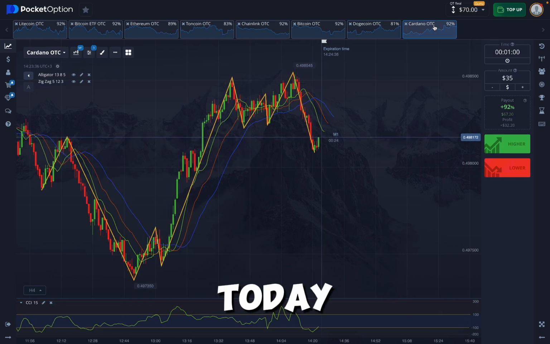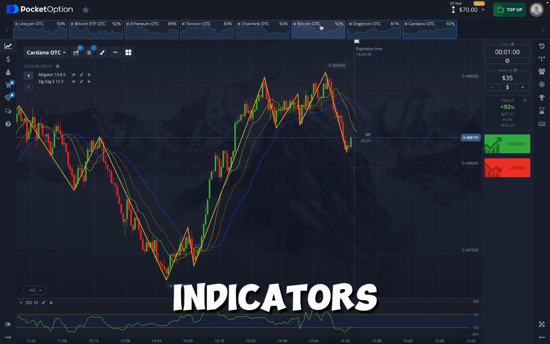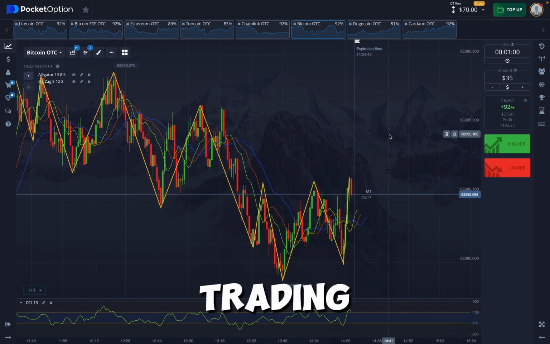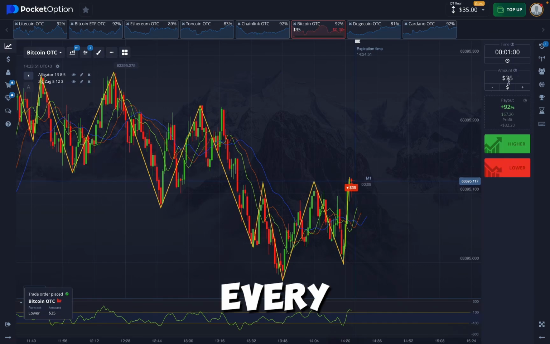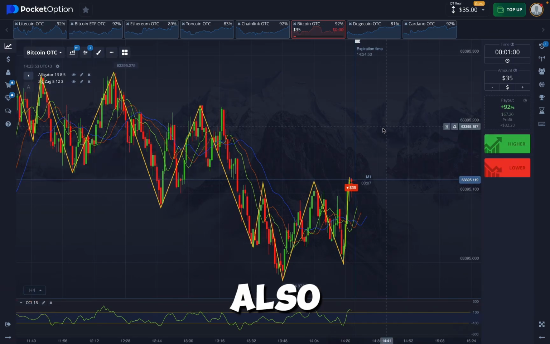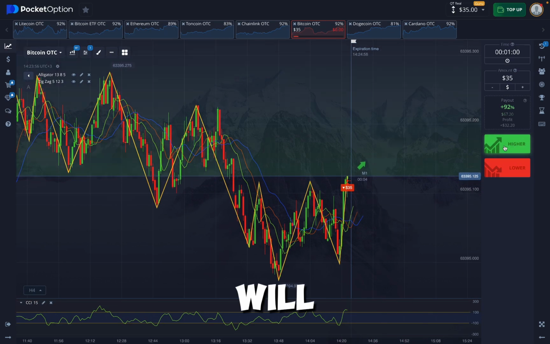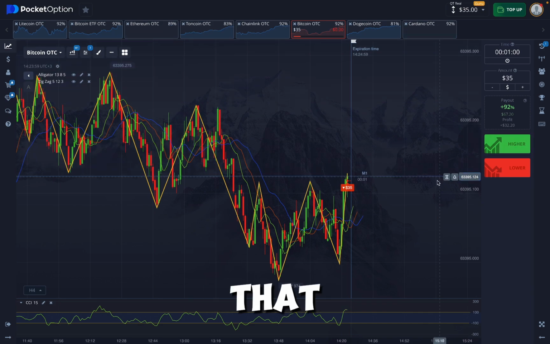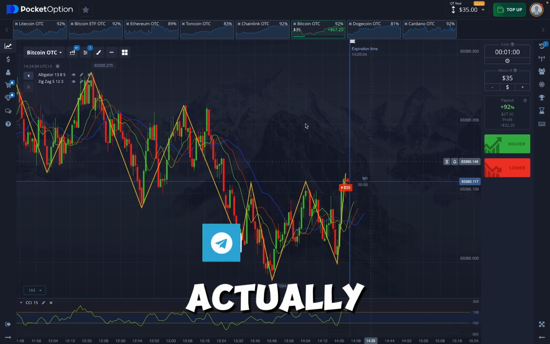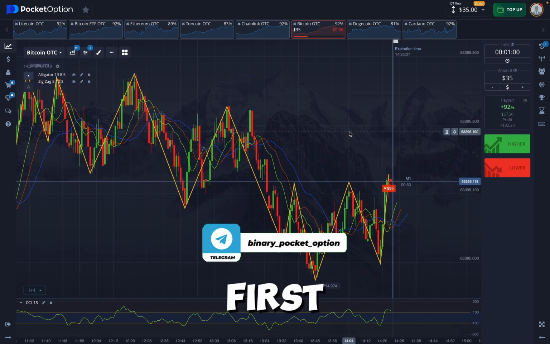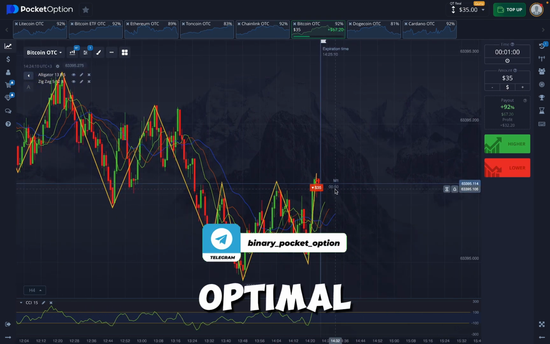But today, I will show you a bunch of indicators, and in the course of my trading, I think you will understand how to use them correctly in every trade. Also, I will try to explain in detail so that there are as few questions as possible. And actually, let's start trading and choose the first asset for the most optimal entry into the transaction.